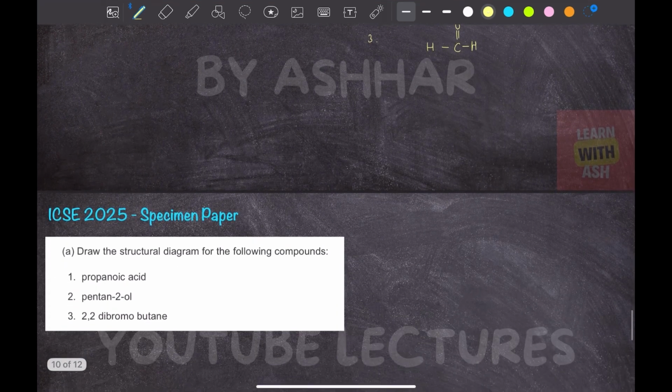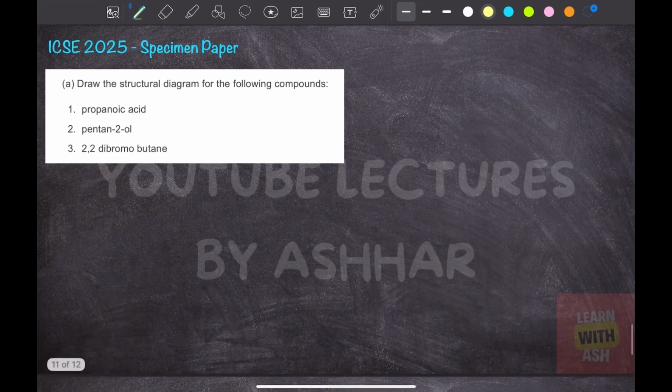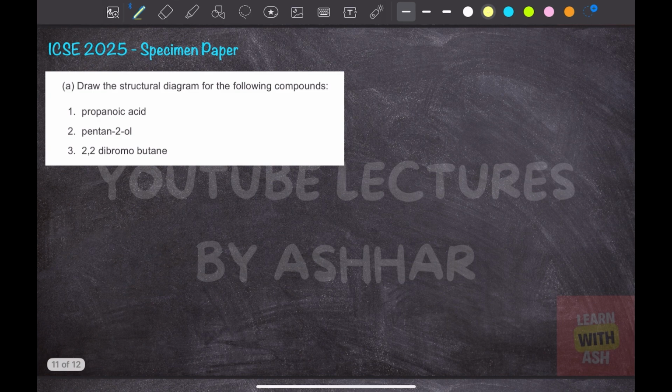So now moving on to our last slide, and that is the questions from the ICSE 2025 specimen paper, and the first one contains propanoic acid. So firstly we have to draw the acid part. Attached to it will be two carbons. So this is how propanoic acid looks.